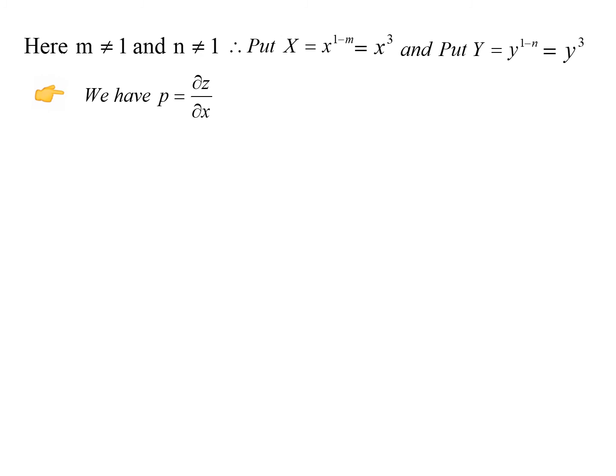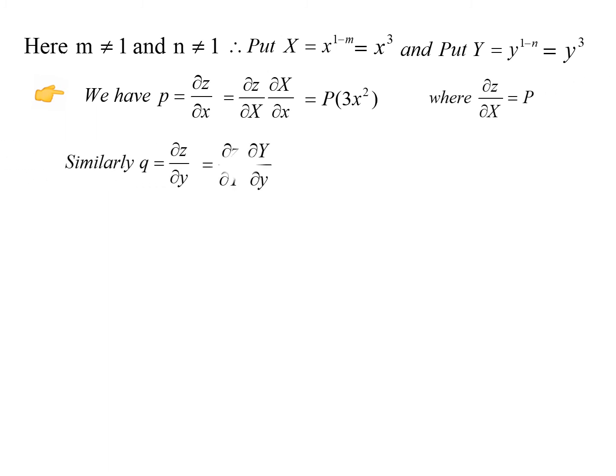And now start from small p, which is dou Z by dou small x, and as usual insert the new variable capital X. Dou Z by dou capital X let us call capital P, into dou capital X by dou small x, which is going to be, when we differentiate capital X, 3x squared. Similarly small q is dou Z by dou small y, and as usual insert capital Y like this, and dou Z by dou capital Y let us call capital Q, into dou capital Y by dou small y, which is going to be 3y squared.